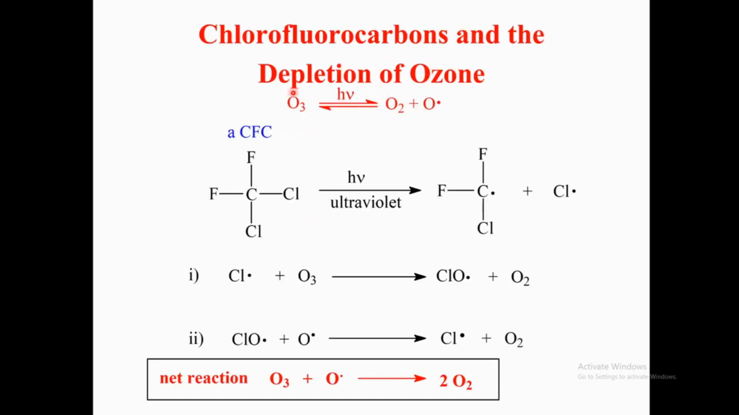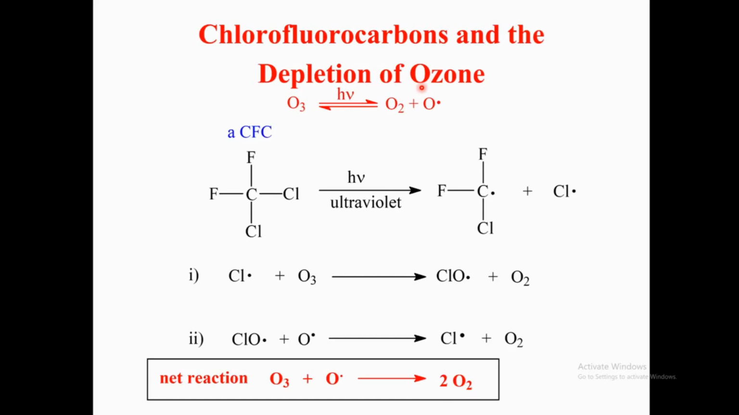Chlorofluorocarbons and the depletion of ozone. Ozone reacts with sunlight to give oxygen and an oxygen radical. This is a chlorofluorocarbon, CFC: chloro because of the chlorine, fluoro because of the fluorines, and carbon. It reacts with ultraviolet light to generate a chlorine radical, and this chlorine radical reacts with ozone to generate the ClO radical. Then this ClO radical reacts with an oxygen radical to give the Cl radical and O2, and the net reaction is depletion of the ozone. This explains how the ozone layer is destroyed by sunlight, and this reaction is also explained through the free radical chain reaction mechanism.